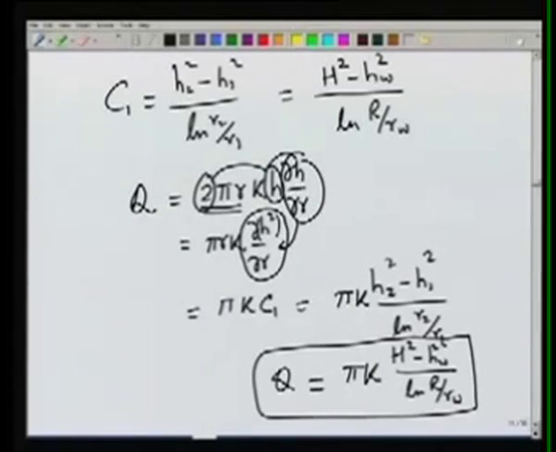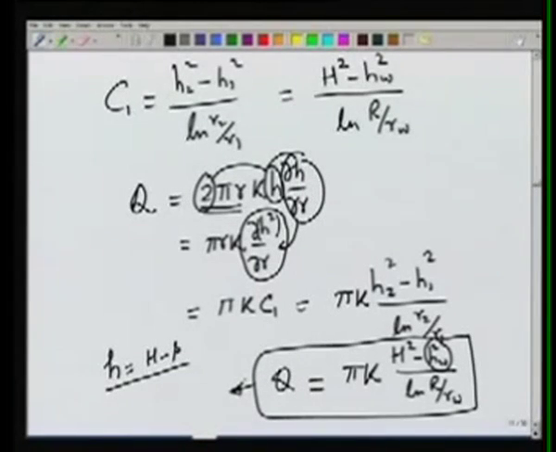The only problem here is that this h is a square, and we know that h is capital H minus drawdown S. So when we do h square, because of the presence of the square term, we cannot say that the difference of these two squares is the same as the difference of the drawdowns squared, because it's not linear. Therefore, sometimes we approximate it, and we can write this equation.